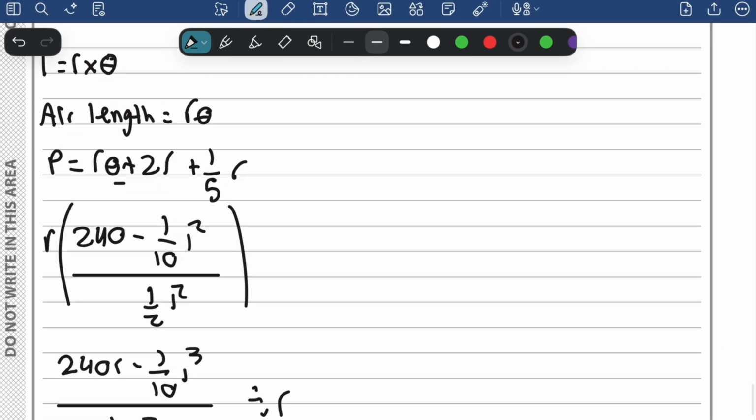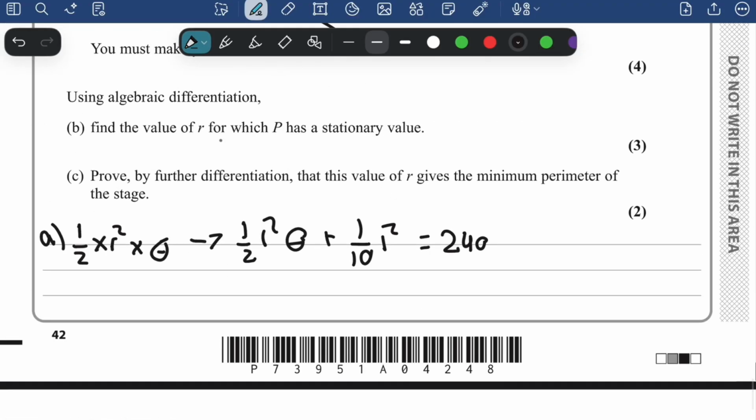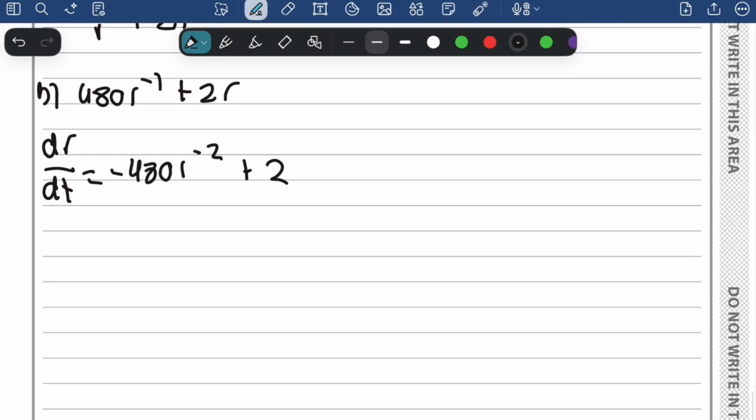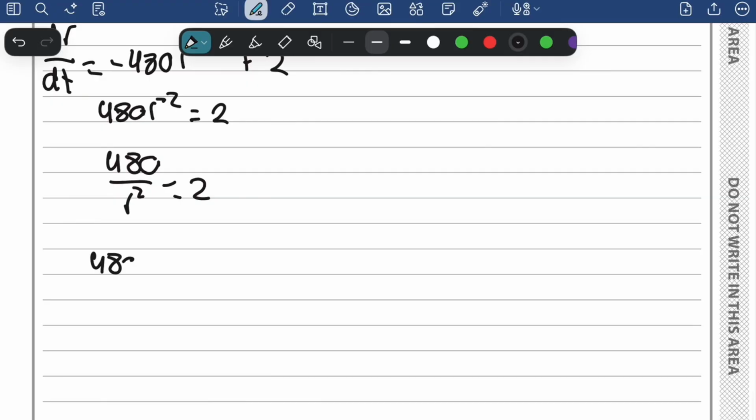And then now we've differentiated it, we need to find the value of r where we're at the stationary point, right? So that means the derivative is going to be equal to 0. So 480 r to the minus 2 equals 2 now. Then to make it clearer, you can just write it like this again. Now we can just solve for r, right? So 480 equals 2r squared. So 480 divided by 2 is 240. And square rooting that, r is going to equal 4 root 15.